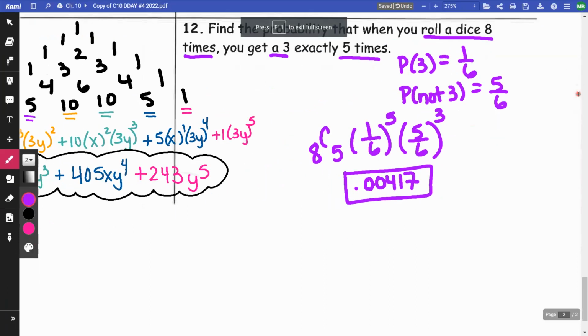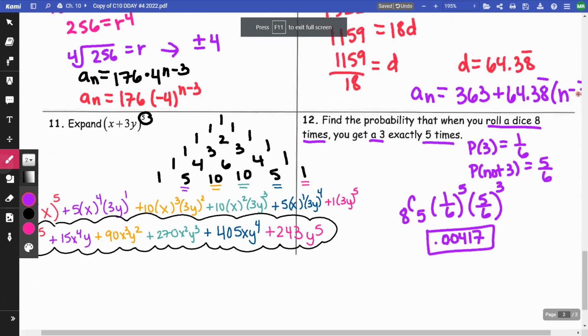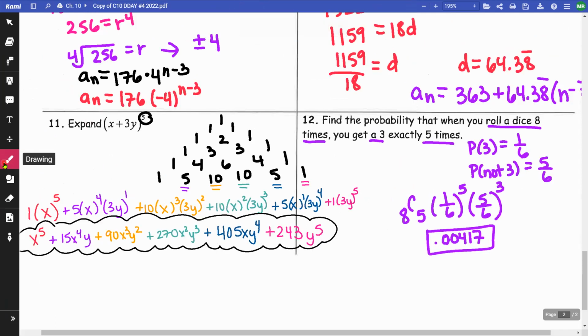Hopefully that will help you out on these problems, and the test is going to look exactly like this. So study, study, study.